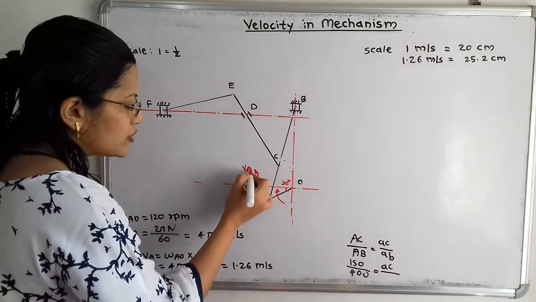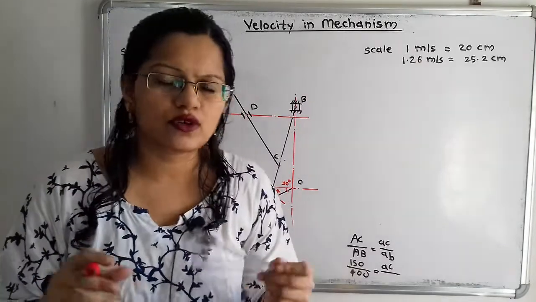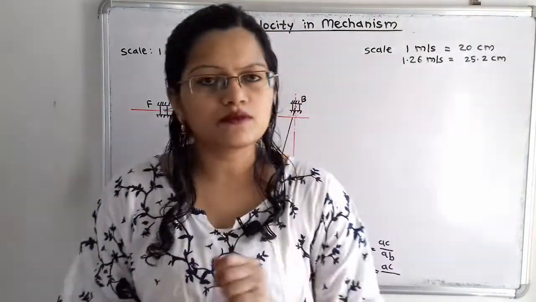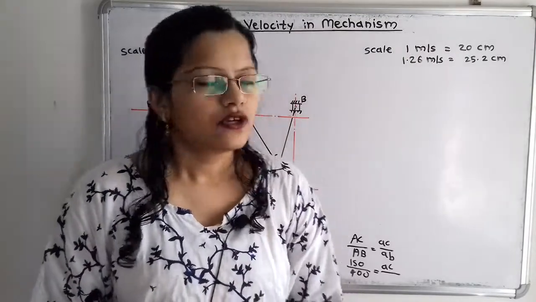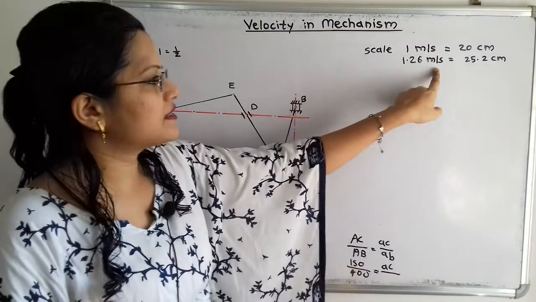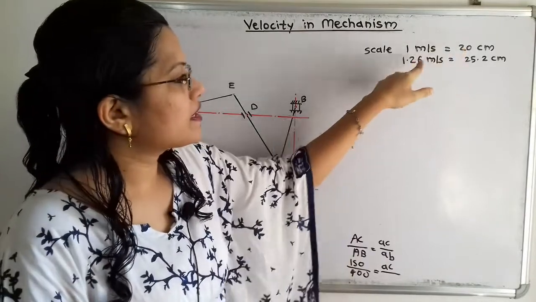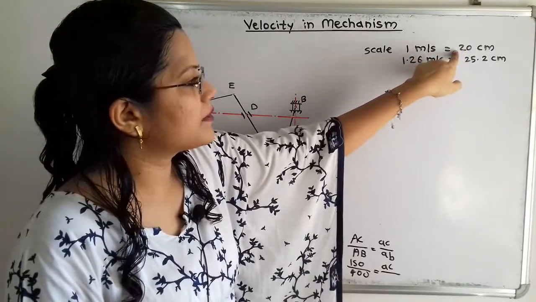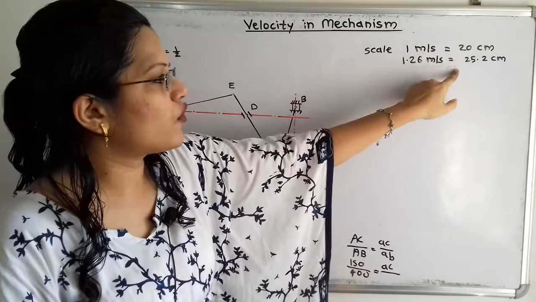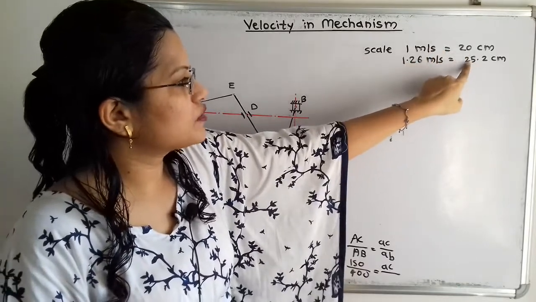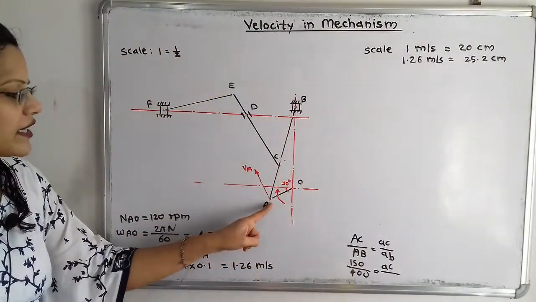Now for this velocity of A, this is the direction and the magnitude is 1.26 meter per second. To draw the velocity diagram, we have to take a suitable scale. So we will take the scale 1 meter per second equal to 20 centimeter. The actual velocity is 1.26 meter per second, so for 1.26 meter per second, here will be a question mark. If we take the cross multiplication, 1.26 multiplied by 20 is equal to x into 1, where we consider the unknown as x. Then what is the value of x? That is 1.26 into 20, that is 25.2 centimeter. So we have to take a length of 25.2 centimeter in this direction.